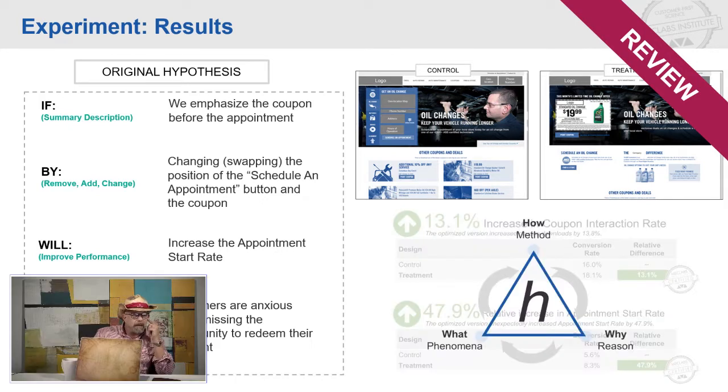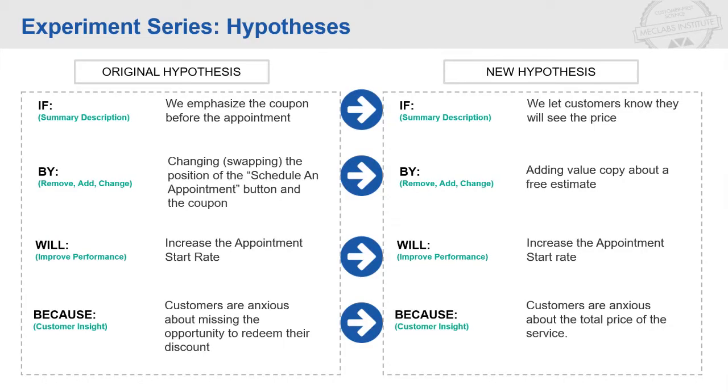So what do we do with that? Well, we apply the triad. We say again what happened in this behavior. We learned those numbers. For instance, we learned that the people interacting with the coupon were different than the people interacting with the appointment setting configurator. And then we asked, well, why are they behaving that way? And we had this idea about price anchoring. And this produces a new hypothesis.